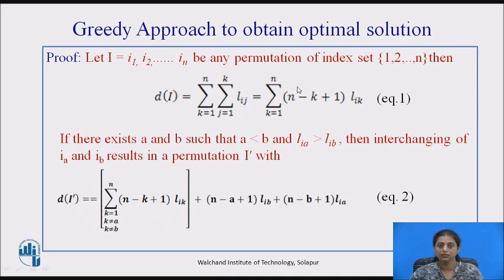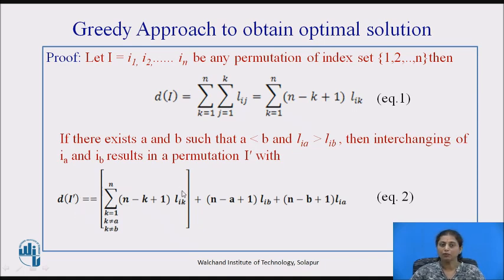Now this is for the first permutation, where we have stored the programs in increasing order. Now consider another permutation where the programs are stored such that A is less than B, but the length of the Ath program is greater than that of the Bth program. Interchanging the values of IA and IB, we get the permutation I dash. This means the ordering is not in increasing order of length. How do we find its MRT?